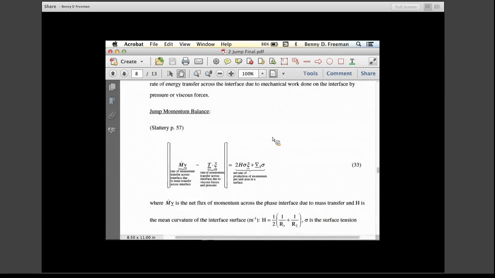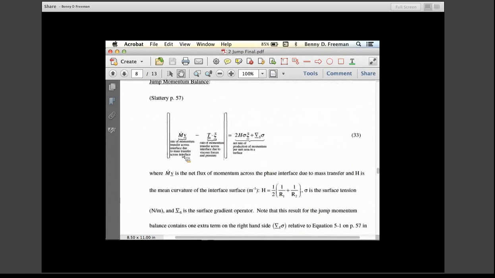You can also apply the same methodology to the momentum balance, and you can derive an expression for the rate of transfer of momentum across a phase interface, and it has several components. One is if you move mass from one phase to another, and that mass has a velocity associated with it, well, that moves momentum from one phase to another. So you can have momentum transport as a result of mass transport. You can also have momentum transport across a phase interface in the absence of mass transport.